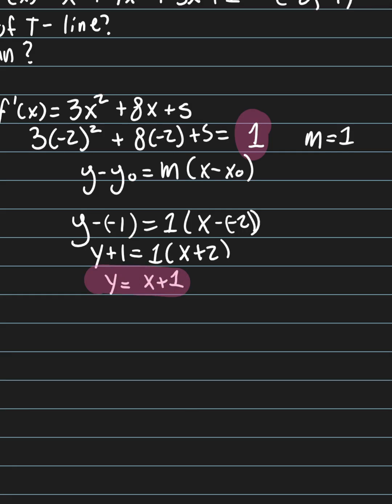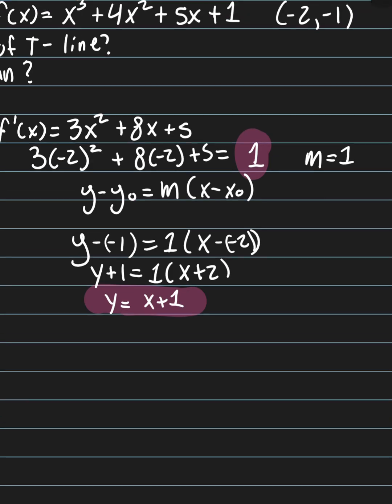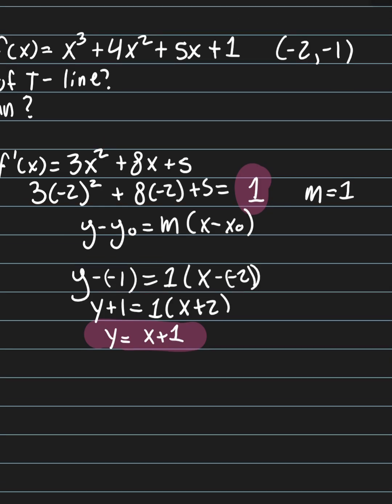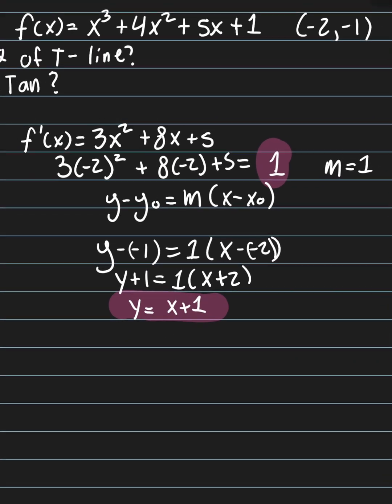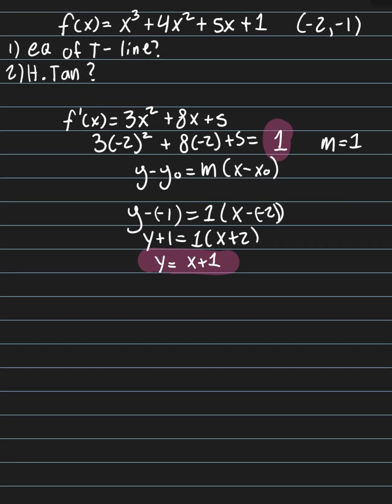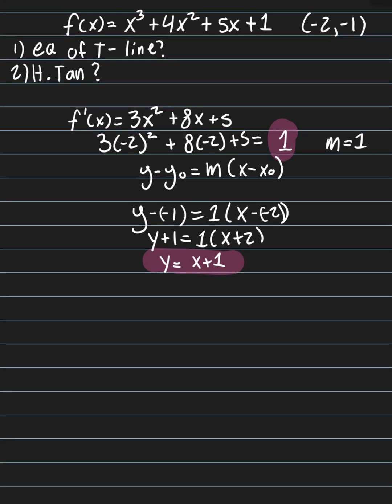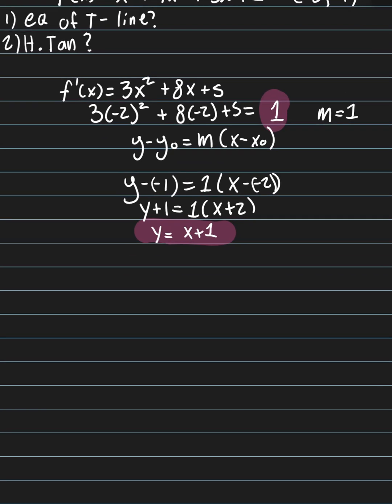And we're going to save this for later. So that's the equation of the tangent line at the point -2, -1. Isn't that wonderful? Okay. That was beautiful. Now let's focus on finding the horizontal tangent lines. So to find the horizontal tangents, we need to know when the derivative is 0, correct?